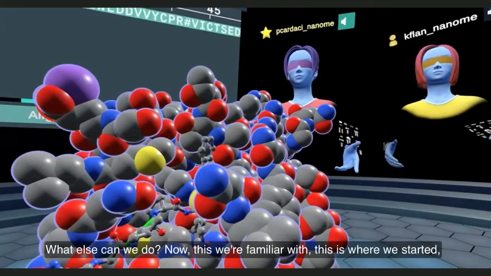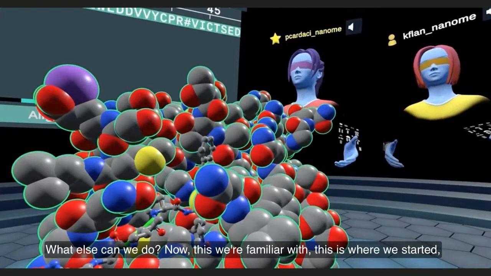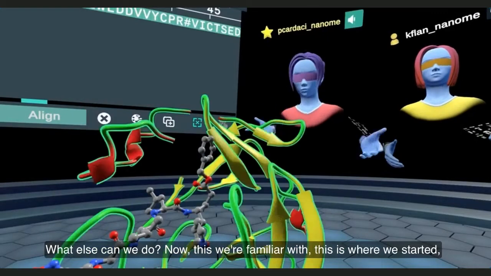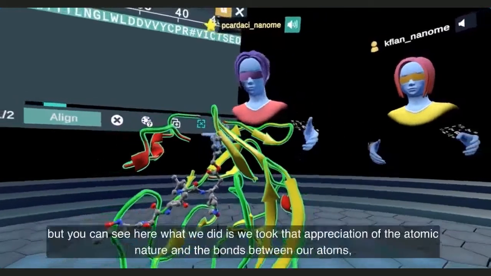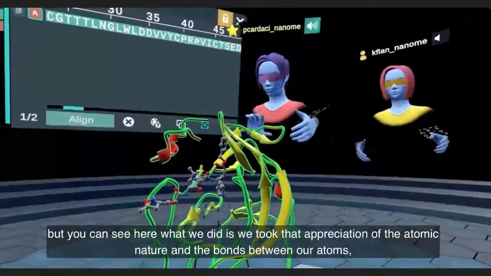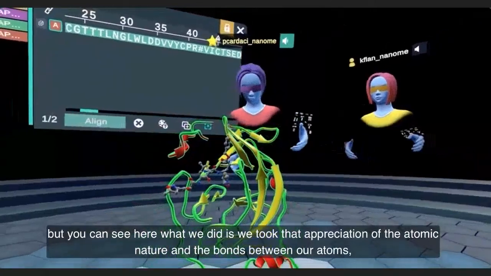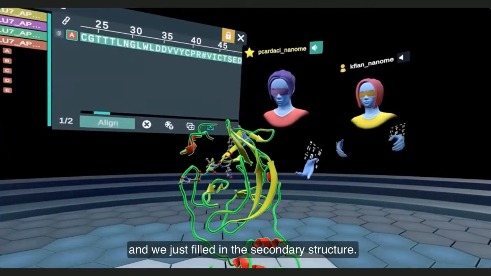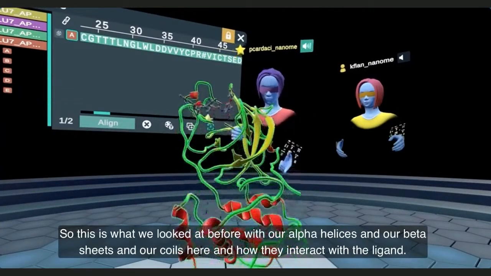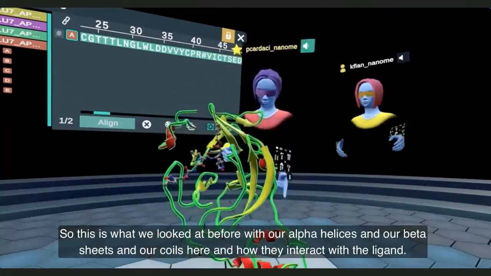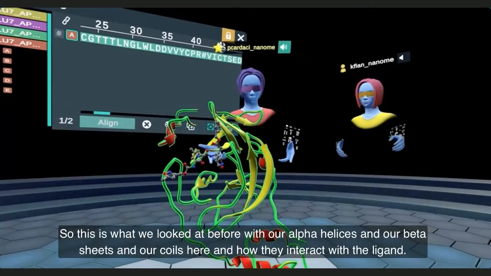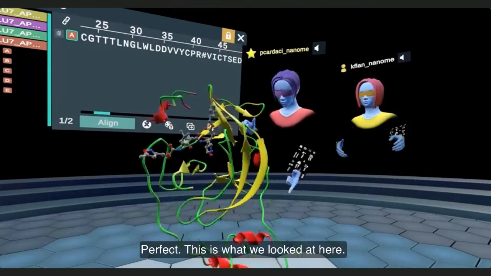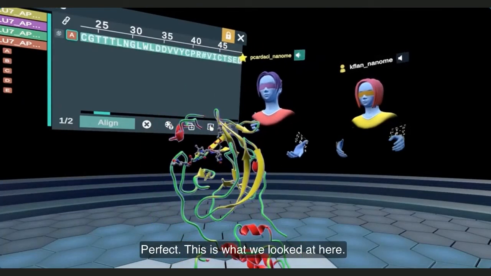All right, what else can we do? Now this we're familiar with. This is where we started, but you can see here what we did is we took that appreciation of the atomic nature and the bonds between our atoms, and we just filled in the secondary structure. So this is what we looked at before with our alpha helices and our beta sheets and our coils, and how they interact with the ligand. Perfect. This is what we looked at here.